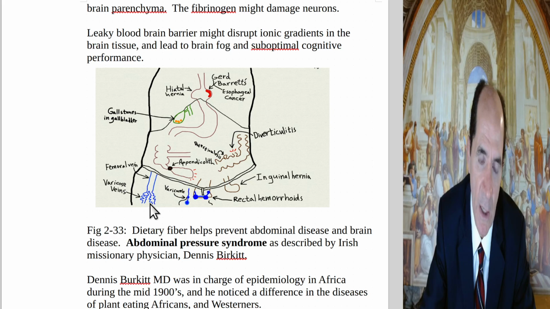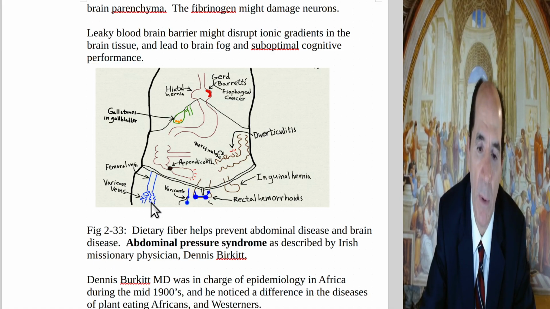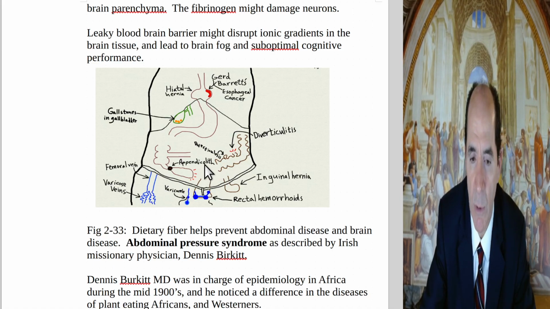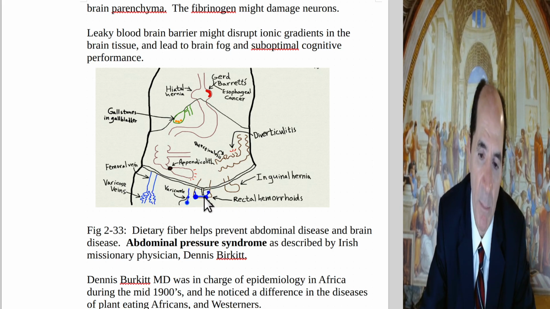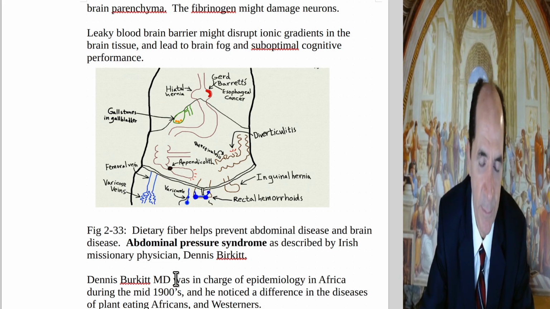The back pressure into the leg can cause varicose veins. You can also get varicose veins in part because of genetics, in part because of congestive heart failure, venous stasis, fluid overload, prolonged standing. They all contribute to it. But abdominal pressure syndrome is a big contributor. Back pressure into the veins of the scrotum, varicocele, can cause male infertility. Back pressure in the veins of the rectum causes rectal hemorrhoids, can cause bleeding, blood on the toilet paper when you wipe. Increased incidence of inguinal hernias, periumbilical hernias. That's abdominal pressure syndrome as described by Dennis Burkitt.